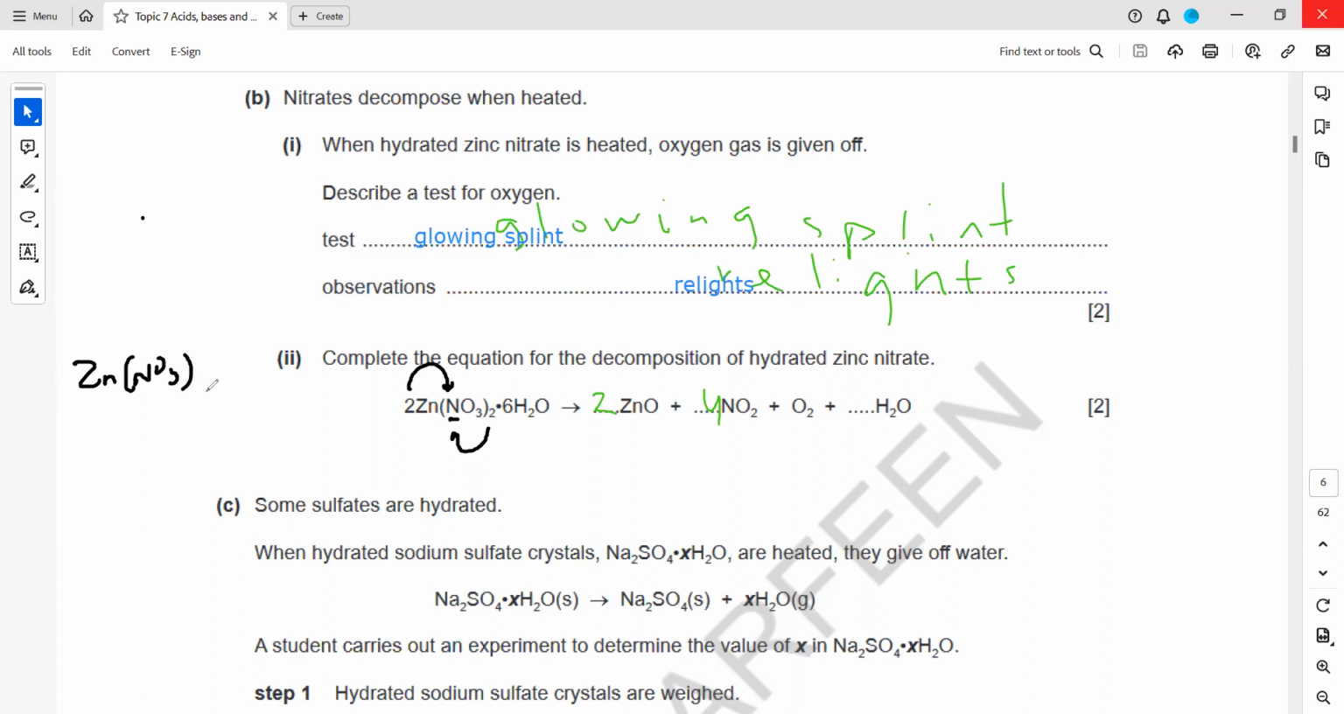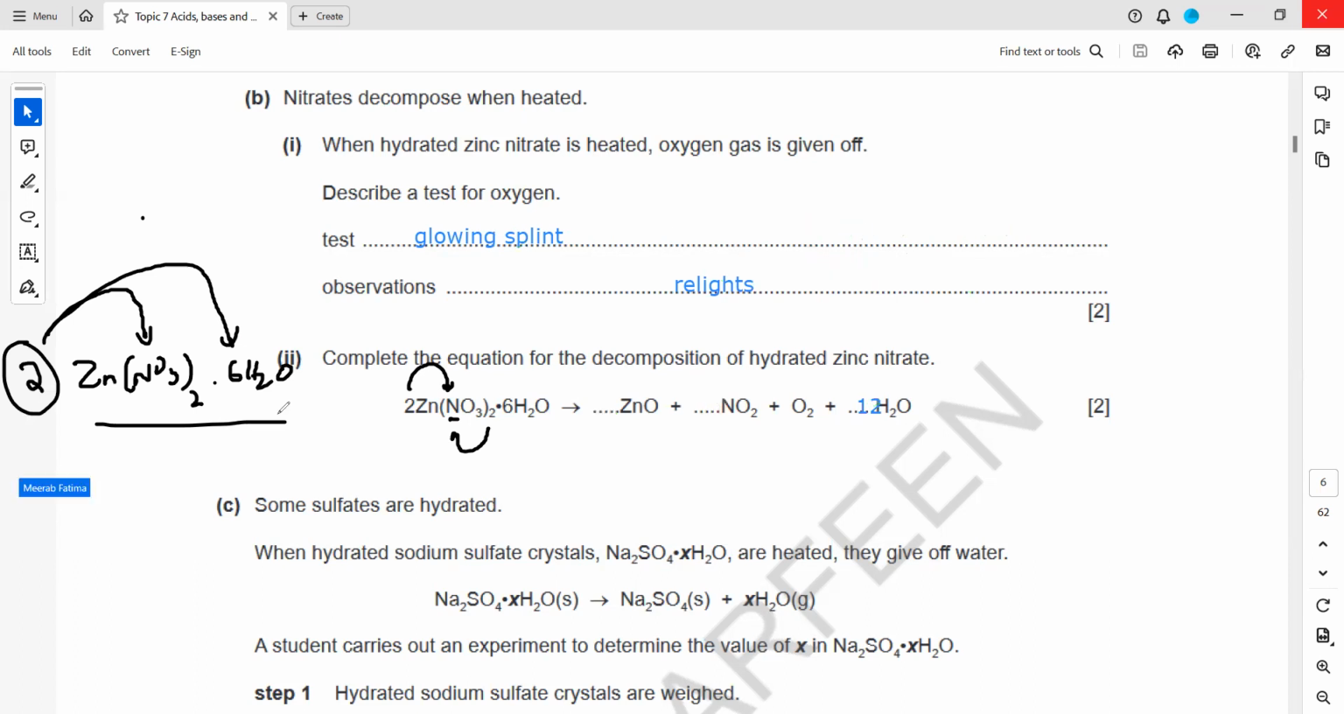Zn(NO3)2.6H2O. And then there is 2 as well here. So this 2 is multiplied with both of them, because one molecule of zinc nitrate contains 6 water molecules. So 2 will contain 12 water molecules. And how many hydrogen will be there? So this is 6 multiplied by 2 makes 12, and 12 multiplied by 2 makes 24. So we need 24 hydrogen. That's why it should be 12 here.